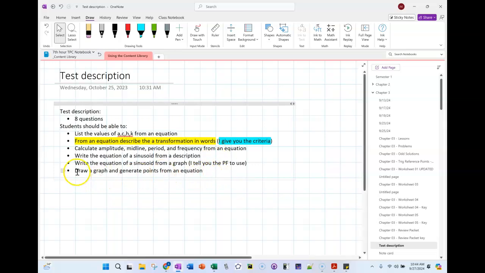And then you should be able to draw a graph and generate the points for that graph from the equation. In order to do that, what do you have to get from the equation? A, C, H, and K. If you can't get those to come out correctly, you're not going to get the right points, and then you're not going to get the right graph. Okay?